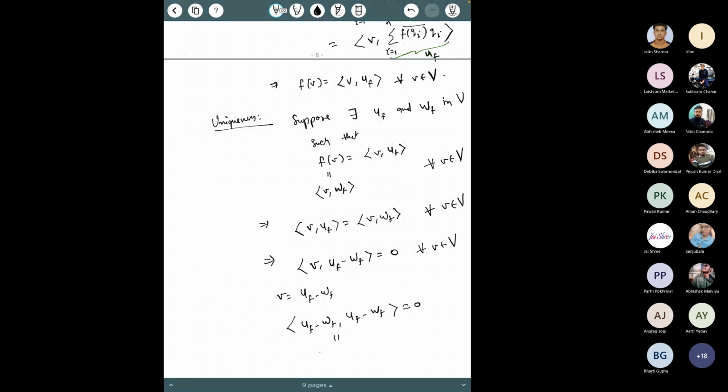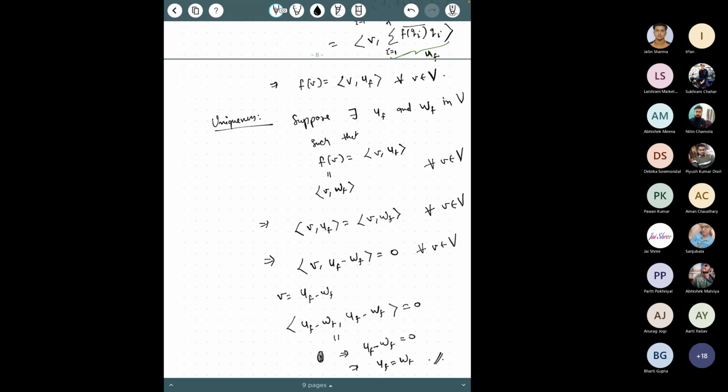But what is this? This is the inner product of a vector with itself. This is 0 if and only if, because of the inner product property, u_f minus w_f is 0. But this implies that u_f is equal to w_f. So whatever vector we have found is also unique.